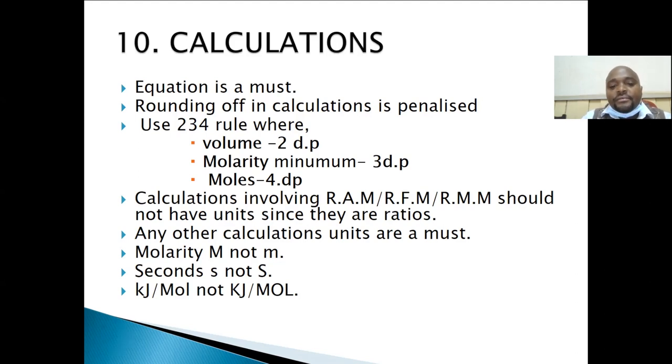The calculations involving relative atomic mass, that is RAM, relative formula mass, RFM, or relative molecular mass, no units required. That means it should have no units because it's a ratio. Relative means you have already compared. So no units will at any given time be required in those calculations of RAM, RFM, and RMM. Any other calculations, units are a must. And where you are not sure of the units, leave it without units. The examiner there will award you.